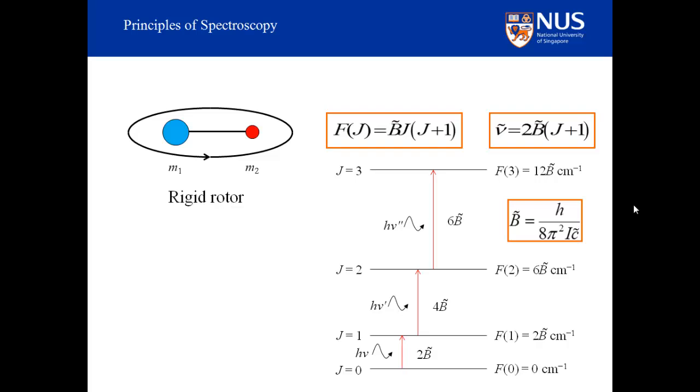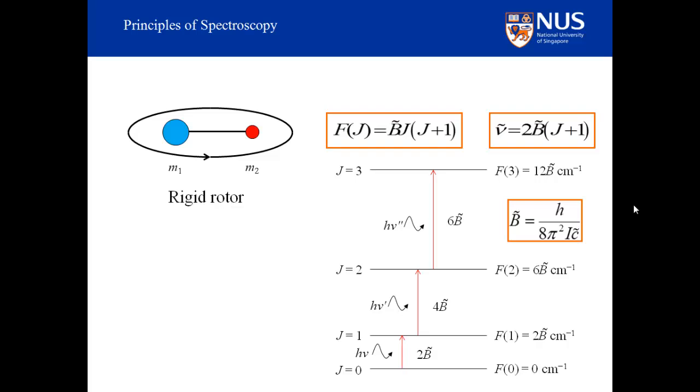It is equal to the rotational constant times J into J plus 1. So when J equals 0, the energy is equal to 0. If J equals 1, it is 2B. If J equals 2, it is 6B. And this symbol F is the rotational energy term. This is the energy expressed in wave numbers. So the B here is in terms of wave numbers as well.